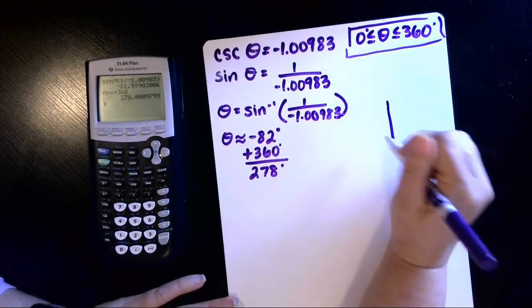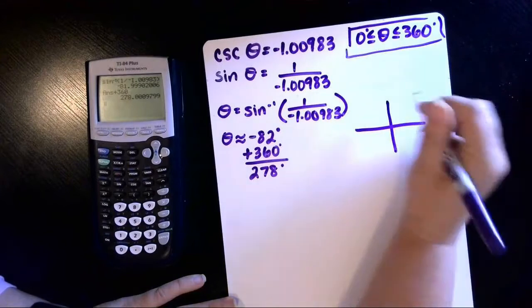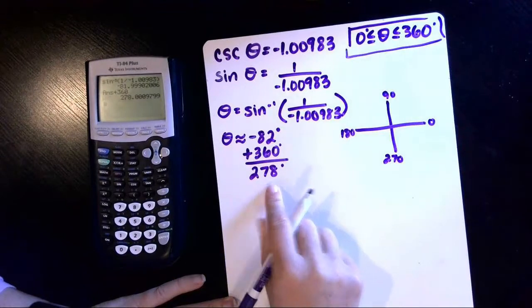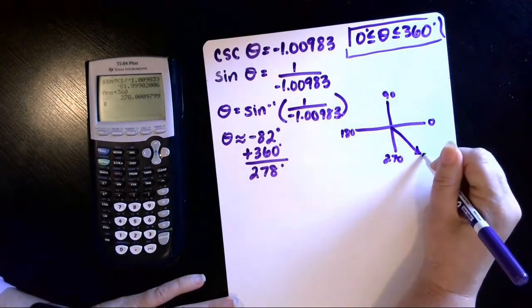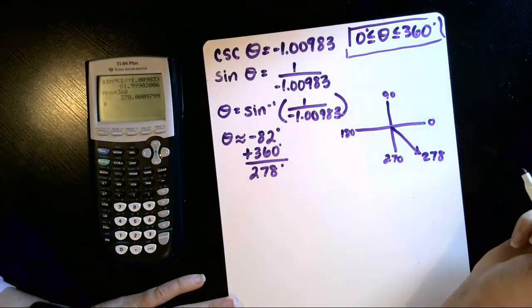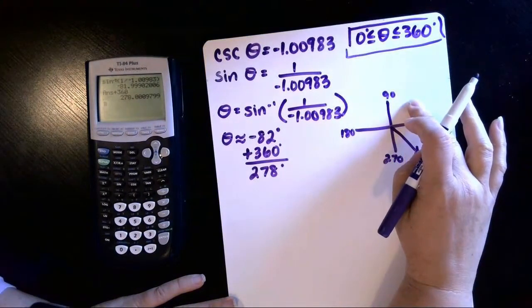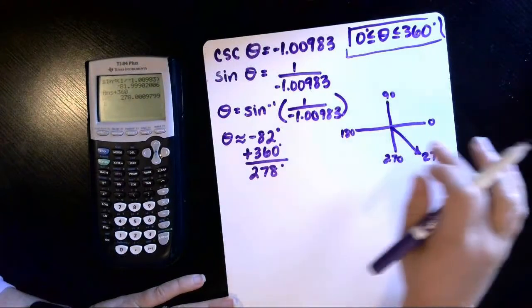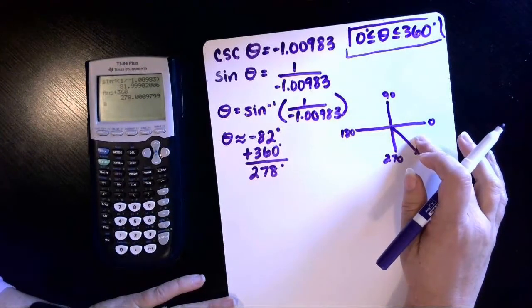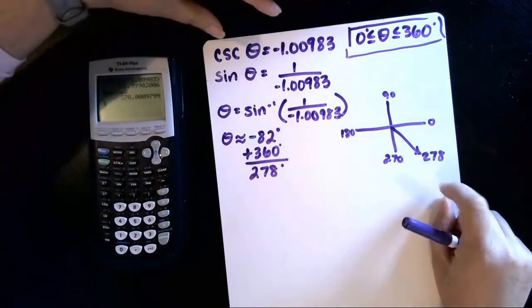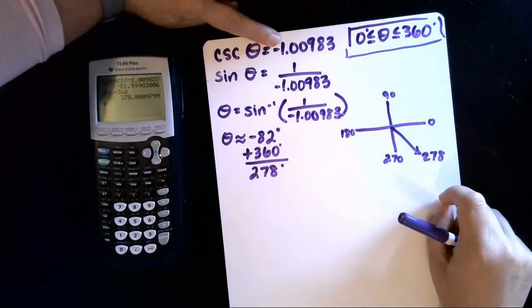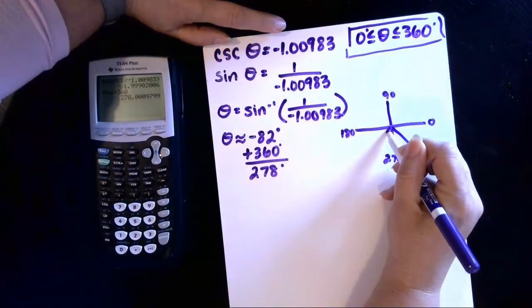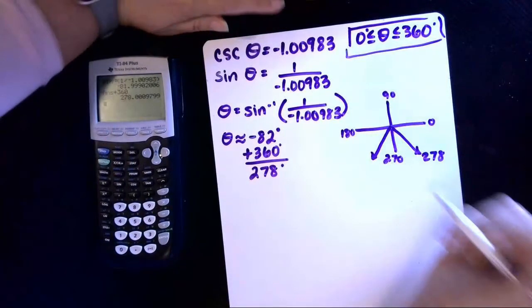If we sketch that on the circle, this is 0, 90, 180, 270. So 278 degrees is going to be a quadrant 4 angle. And let's see, in quadrant 1, everything is positive. Quadrant 2, sine and cosecant are positive. Quadrant 3, tangent and cotangent are positive. Quadrant 4, cosine and secant are positive. So since we're starting out up here with a negative value for the cosecant, we need to know the other quadrant where cosecant is negative, and that would be quadrant 3, because that's where tangent and cotangent are positive.